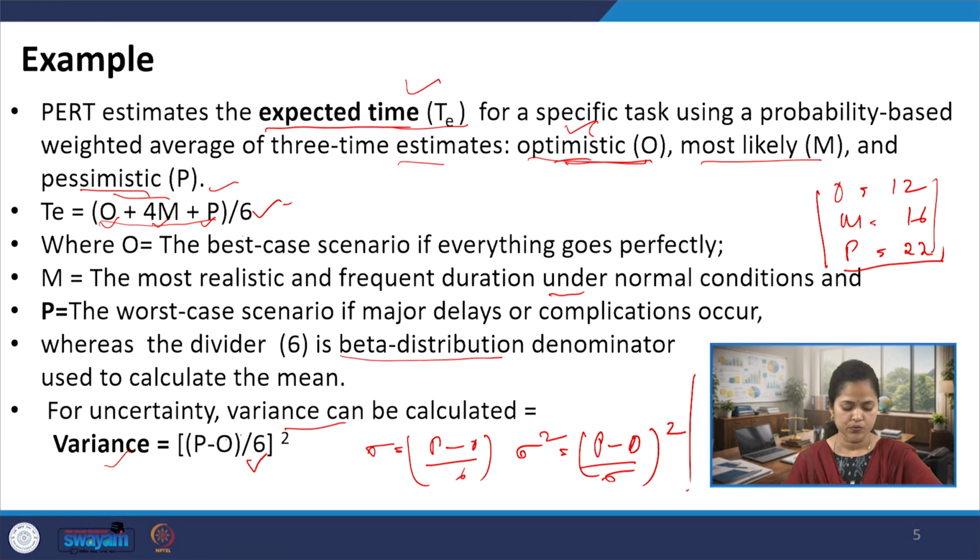Likewise, in order to check the variance, we can do this exercise, that is P minus O. So, here 22 minus 12 divided by 6, whole square. So, you can find out the variance as well. That will be giving you a picture of uncertainty.